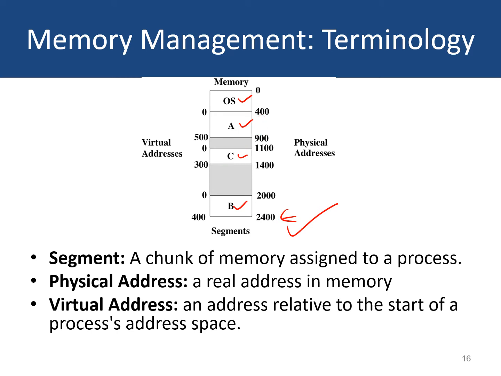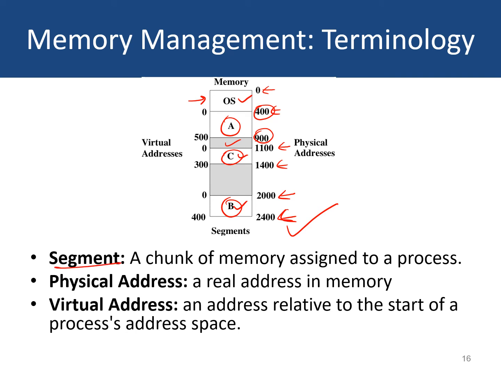So in this example, the operating system is occupying the first 400 bytes, starting from address 0 to 400. Process A is occupying the next 500 bytes, starting from address 400 to address 900. Then there is some free chunk of region from 900 to 1100. Then process C is occupying these 300 bytes from addresses 1100 to 1400. And finally process B is occupying these last 400 bytes from address 2000 to 2400. So with this given layout, let us define some terms.